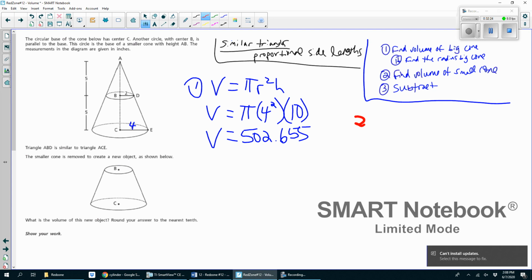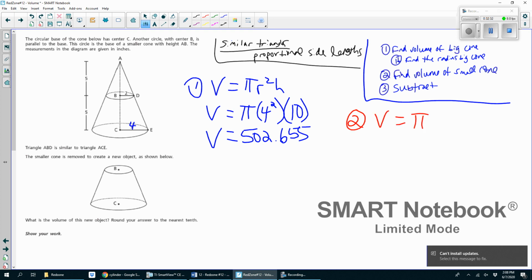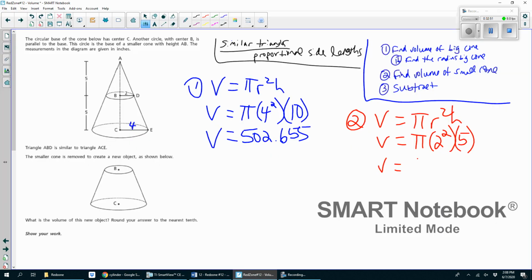Now I need to find the volume of the smaller cone. And that one I already had all the information, so we can jump right into it. Pi times radius squared times height. The radius of the smaller cone is 2. The height of the smaller cone is 5. I do pi times 2 squared times 5, and I get 62.832. So I am rounding my answers. I know I said don't round till the end, but I'm not rounding them all the way to the tenth. That I will save for later.